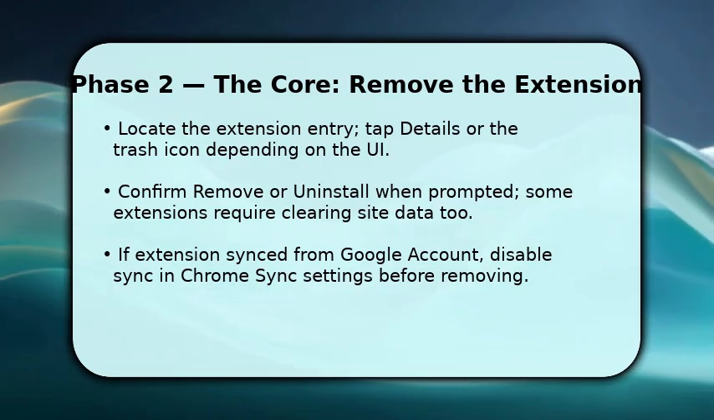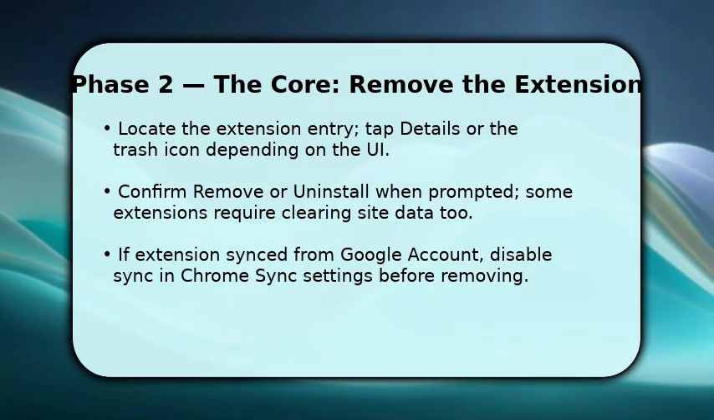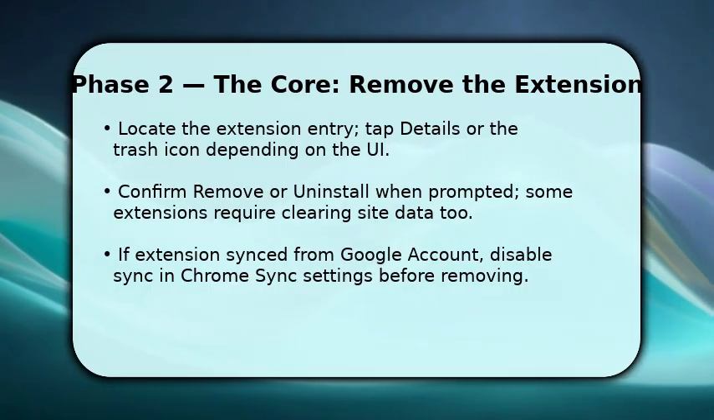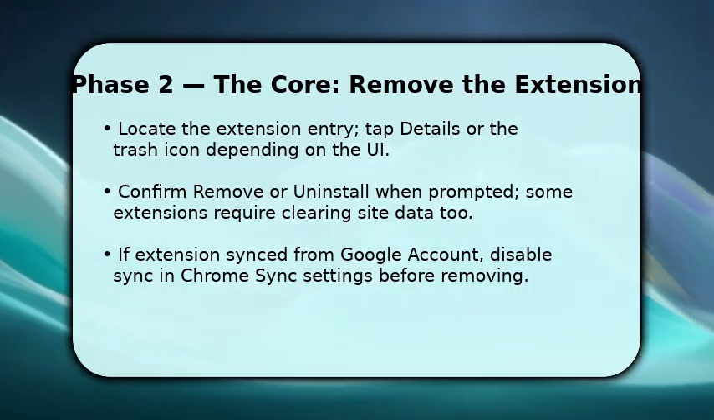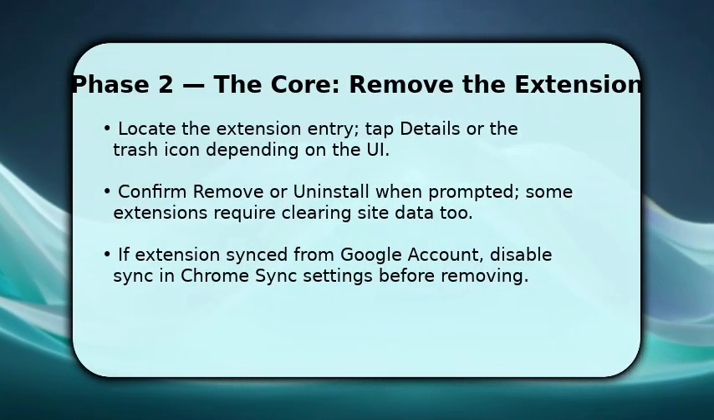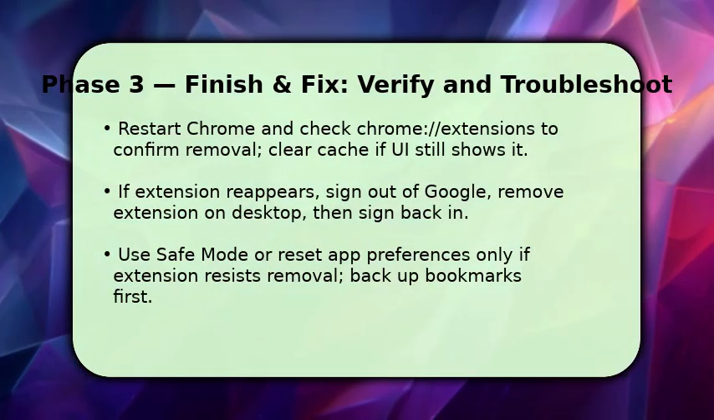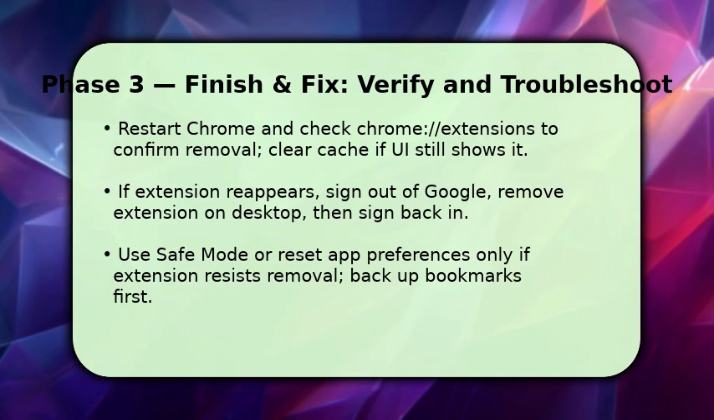Once done, check Chrome Sync. If the extension was synced across devices, disable Extensions Sync or remove it from your Google account to prevent it from reappearing. This ensures a clean finish by restarting Chrome and revisiting chrome://extensions to verify the extension is gone. Make sure to clear cache if the UI still reports it.